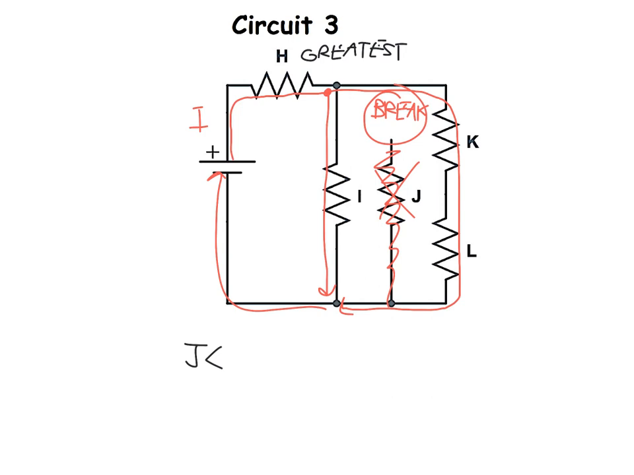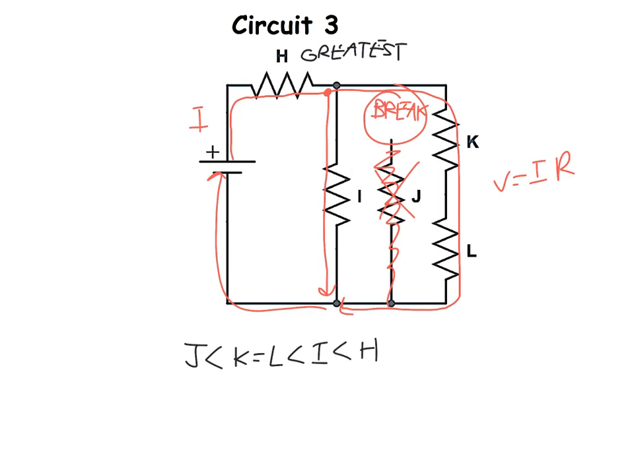Another way of thinking about it is if we think about this inner loop, the voltage across H plus I by itself must add up to the battery. If we think about the outer loop, H plus K plus L must add up to the battery. So that means that K and L together must have the same voltage as I. All right? And so therefore K and L will be less than I, and since K and L are identical resistors, thinking about Ohm's law, V equals IR, if they have the same current, they'll have the same voltage. So K and L will be equal to each other, they'll be less than I, all right, which is ultimately less than H.